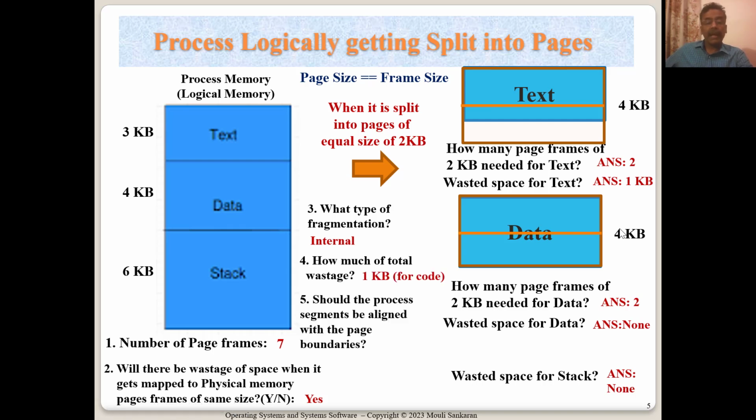Should the process segments be aligned with the page boundaries? Whatever segments I am talking about, they should be aligned with the frame memory addresses. You cannot arbitrarily start a page on any address. It should be powers of 2, and it should be aligned with the memory. It is 0 to 2 kilobytes, then 2 kilobytes to 4 kilobytes, like this. You cannot leave some 10 bytes and then start from there. No, it's not possible. It should be powers of 2, and it should be aligned with the addresses.